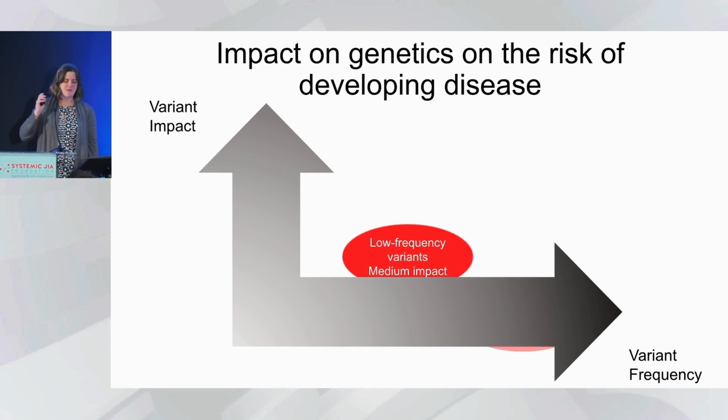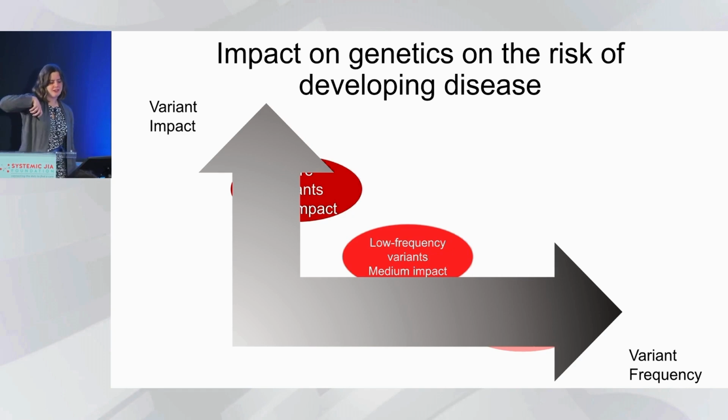So we normally think of it in 3 different buckets. We can have variants that are pretty common in the population, and they increase your risk a little bit, like a nudge towards developing the disease. You can have some variants that are low frequency or somewhat rare, and they have a medium impact, so it's more like a push towards disease. And we have the other end of the spectrum, which is the really rare variants that have a big impact, like a tackle, like the monogenic forms of disease.